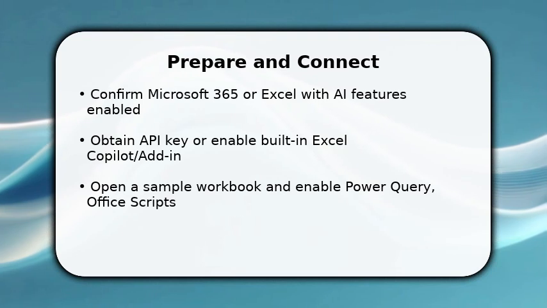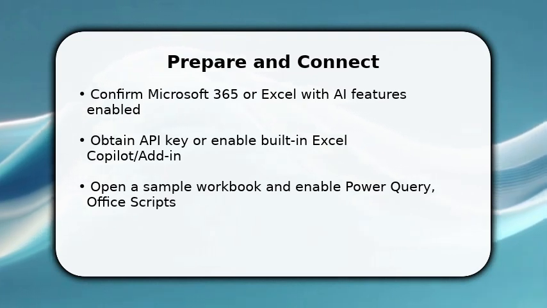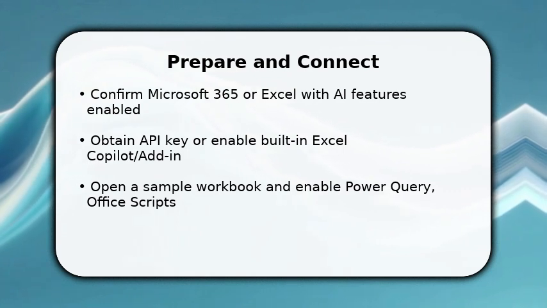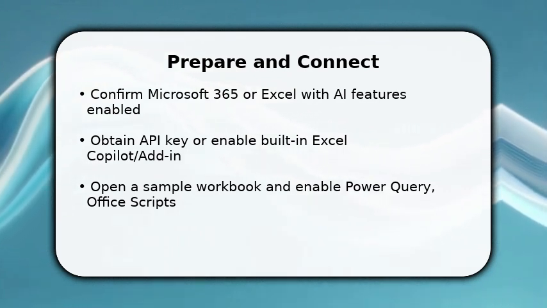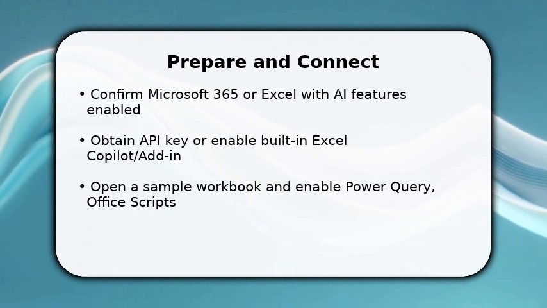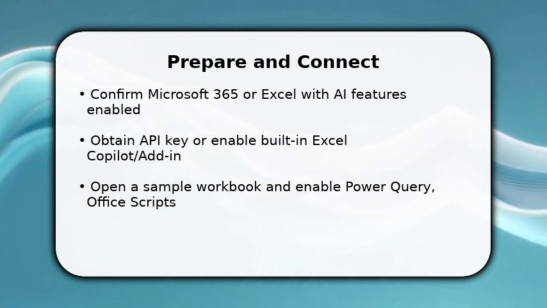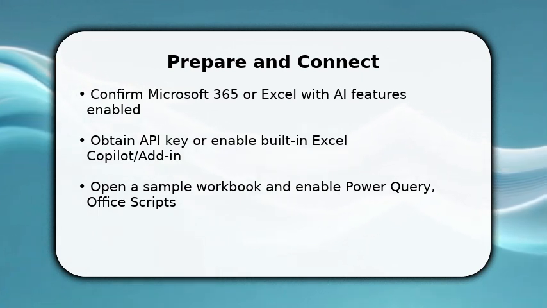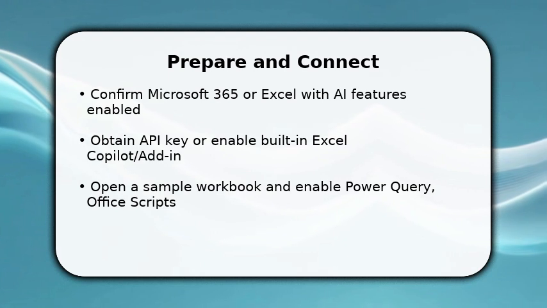You start by confirming you have Excel with generative AI support and an API key or built-in copilot enabled. Once done, open a sample workbook and enable Power Query and Office scripts so automation works. Then connect Excel to the AI endpoint or add-in. This gives you prompt access inside Sheets.